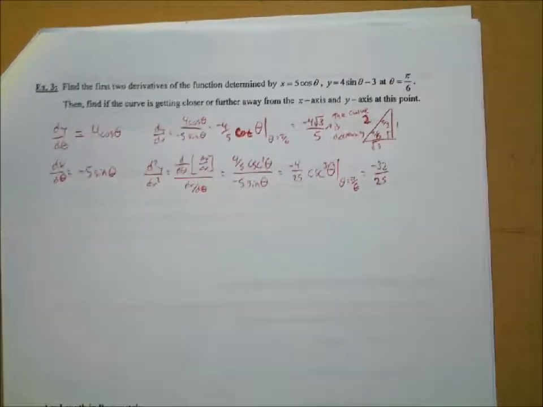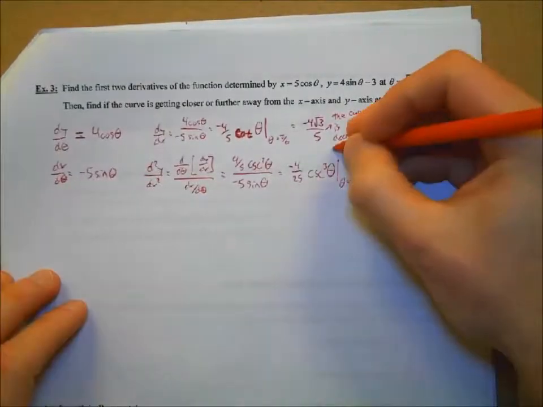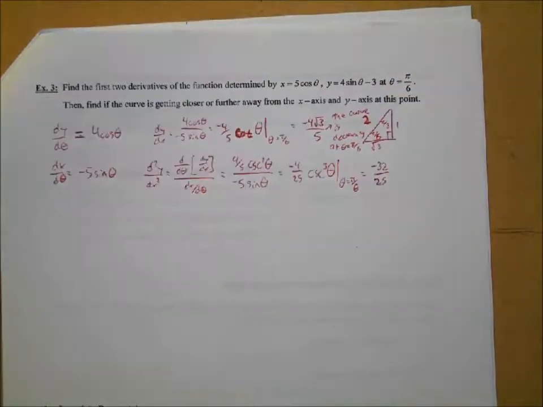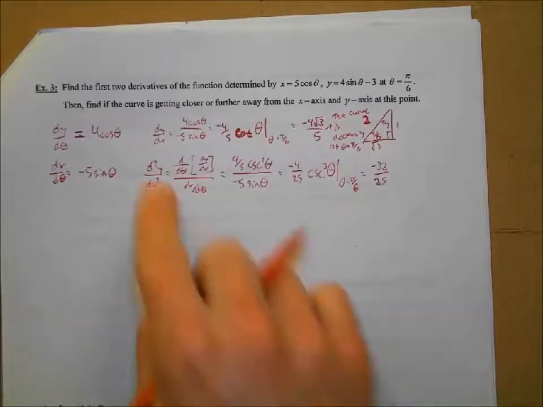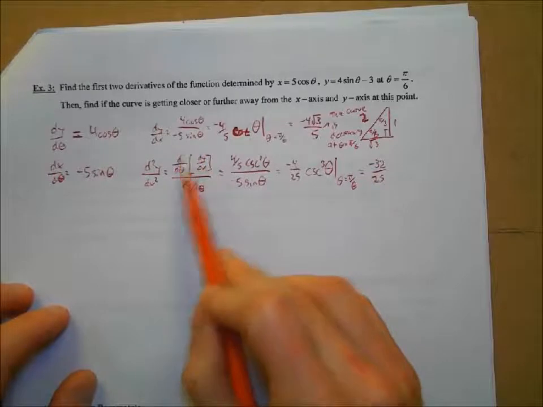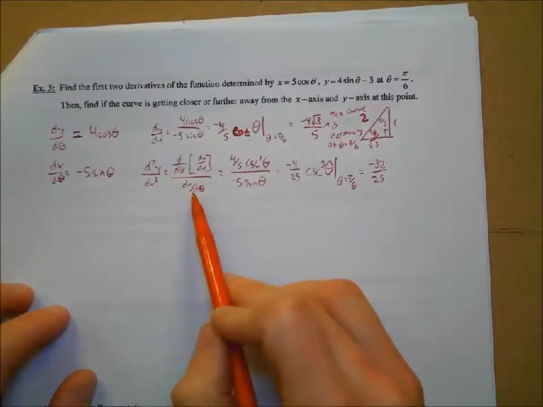Okay? At theta equals pi over 6. Okay? Because it's less than 0. And then for our second derivative, remember that is the derivative of the first derivative with respect to theta, over dx d theta.